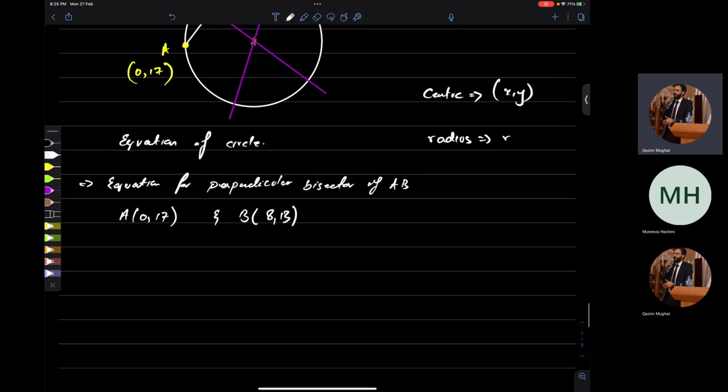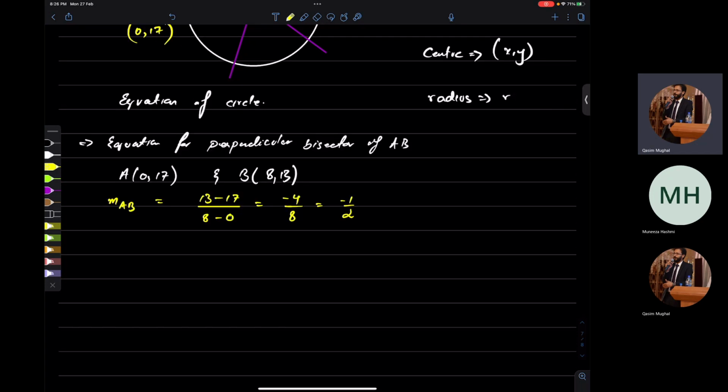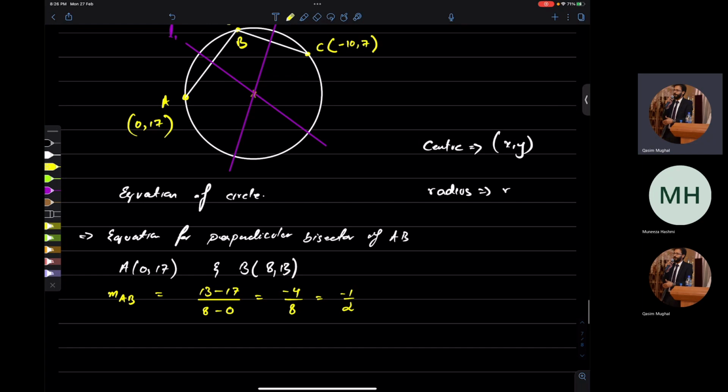Now let's find the gradient of this one. So I'm going to do the gradient of AB. That would be 13 take away 17 over 8 take away 0. So that will leave us with -4 over 8, which is going to be -1 over 2. So this is the gradient of A and B, the chord AB.